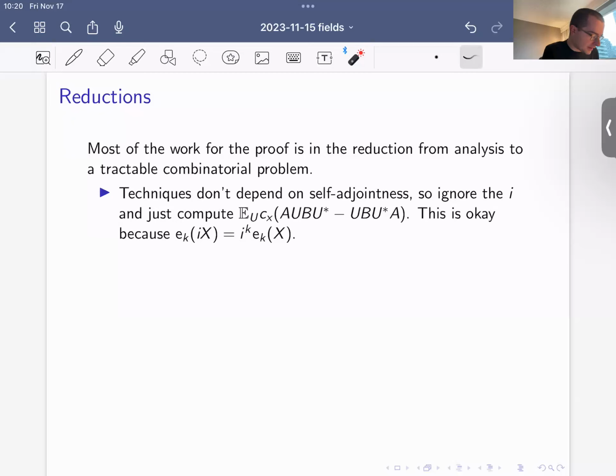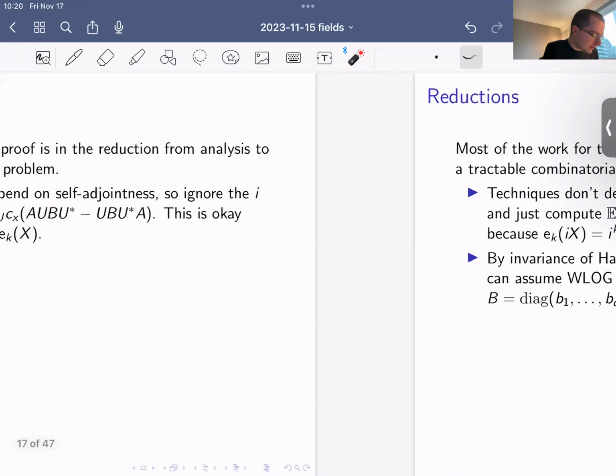So we can ignore this I here in the commutator and just work with the direct commutator, like A times UBU star minus UBU star times A. And this is okay because when you multiply the matrix by I, that just comes out of the coefficient as an I to the K. So this is just going to be a sign basically, as long as the Ks are even at least. And right, so we can just work with this.